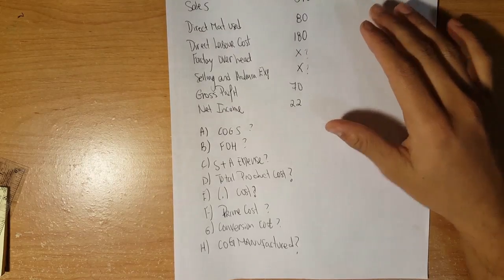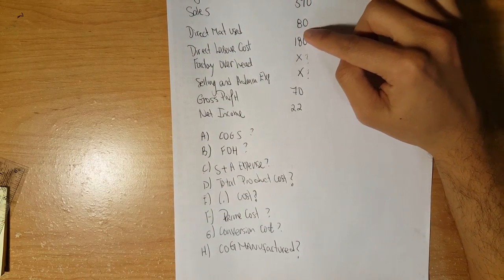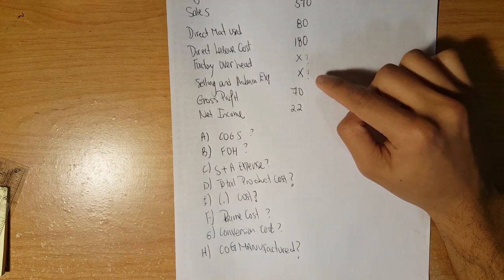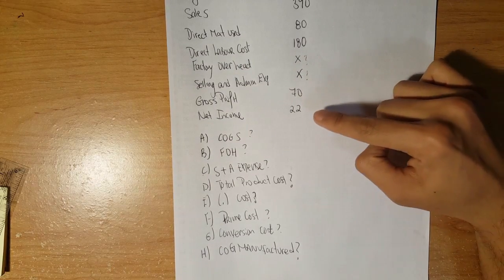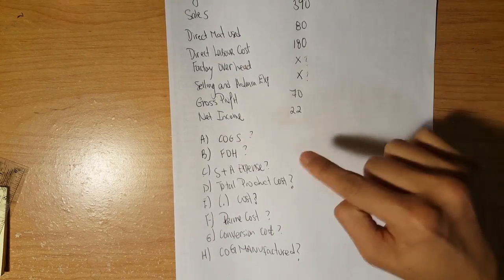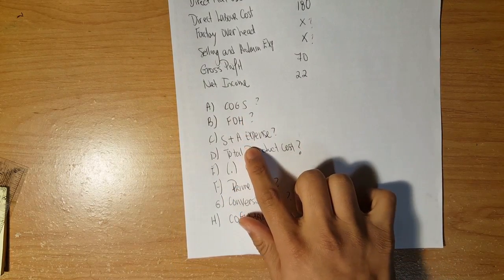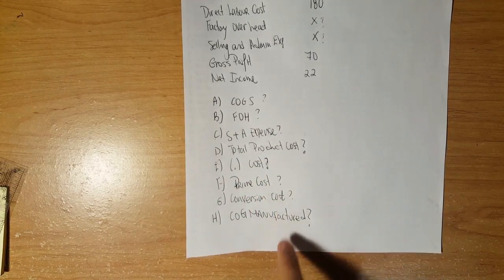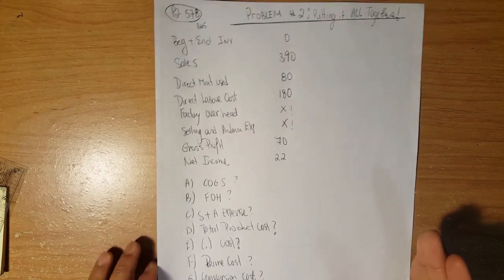In this problem, we're given the beginning sales. We have these sales, the direct materials that were used, and direct labor. We have to find the factory overhead as well as the selling and administrative expenses. We're given gross profit of 70 and net income of 22. We have to find the cost of goods sold, the factory overhead, the selling and administrative expense, the total product cost, the period cost, the prime cost, conversion cost, and cost of goods manufactured. This may seem like a lot. Let's take it step by step. Let's start.